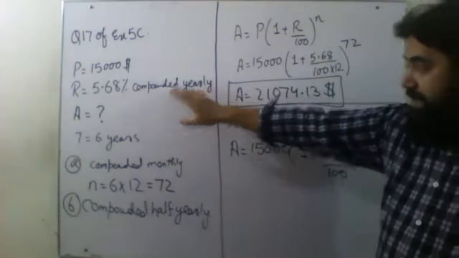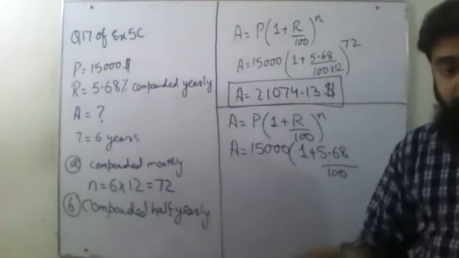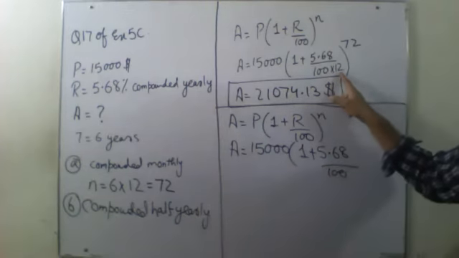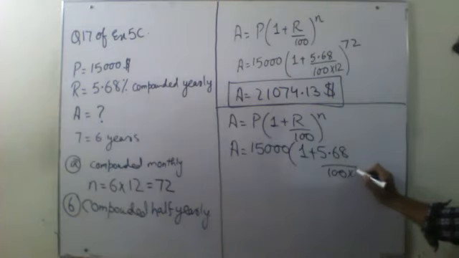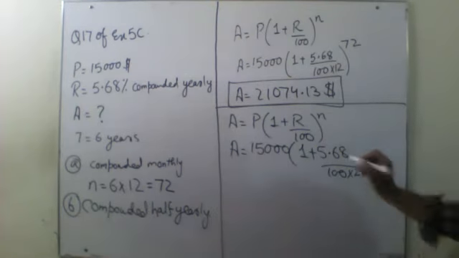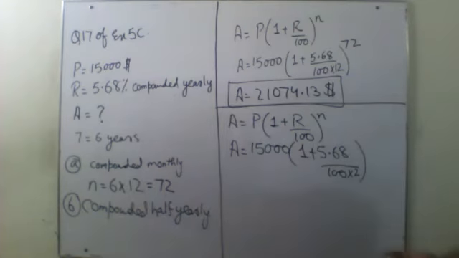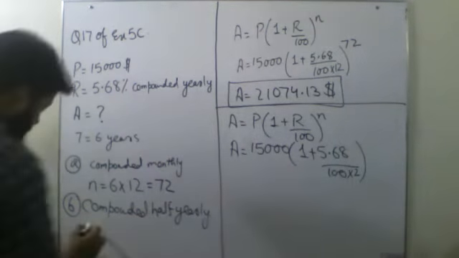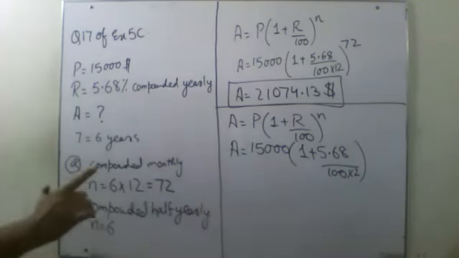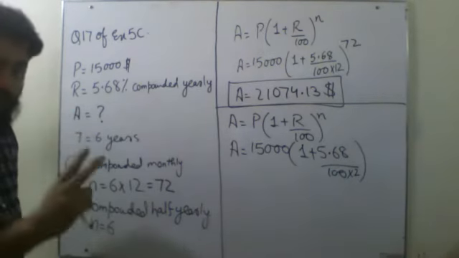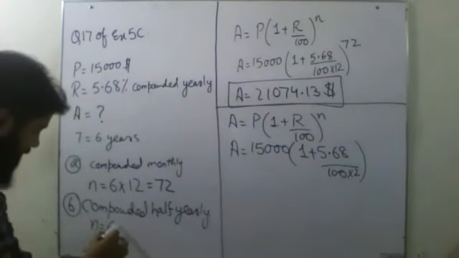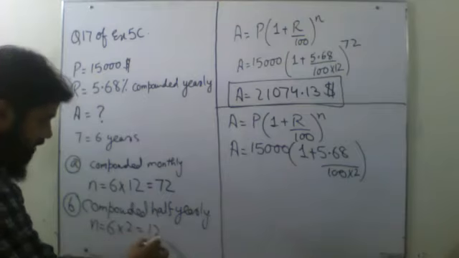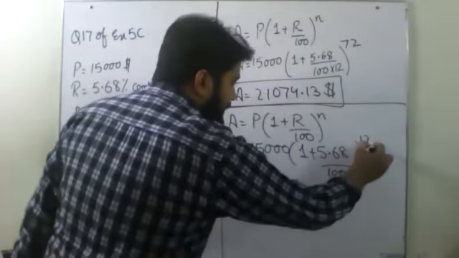Over there, they had said compounded monthly, so your one whole year was divided into 12 equal parts. Over here, it is divided into two equal parts. Right? That's why I'm writing it divided by 2. And what will be the n? In 1 year, I have got 2 half years. In 6 years, how many half years will I have? So I will multiply it by 2. So 6 twos are 12, and that will be the power n.